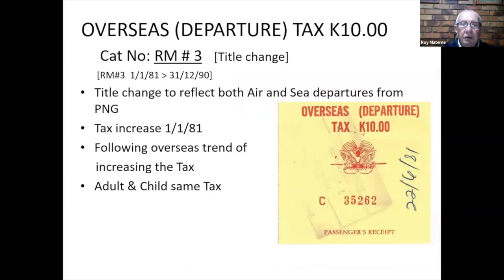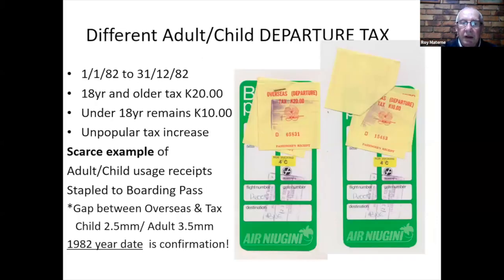We now go to catalogue number 3, and it reflects a title change. They realised that not all departures were from airports, they were also from ship ports, so they generalised and said overseas departure tax. Tax was increased to 10 kina, and up until now, the adult and children were all at the same tax rate.